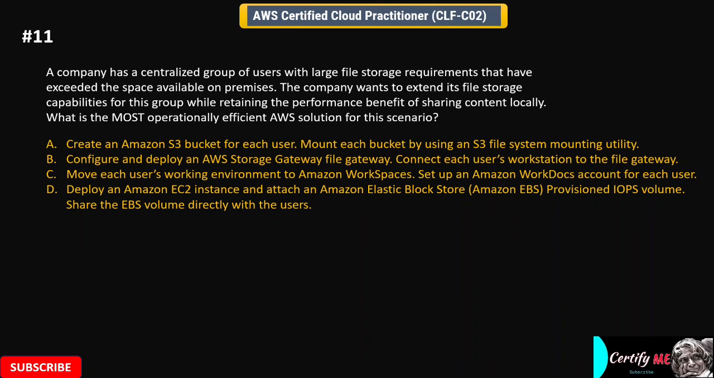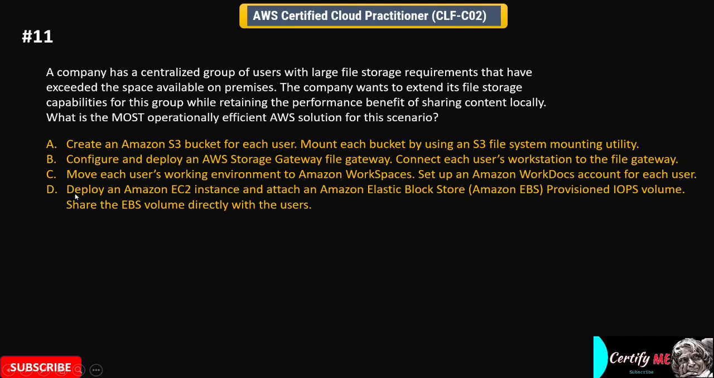Option A. Create an Amazon S3 bucket for each user. Mount each bucket by using an S3 file system mounting utility. Option B. Configure and deploy an AWS Storage Gateway, file gateway. Connect each user's workstation to the file gateway. Option C. Move each user's working environment to Amazon WorkSpaces. Set up an Amazon Documents account for each user.